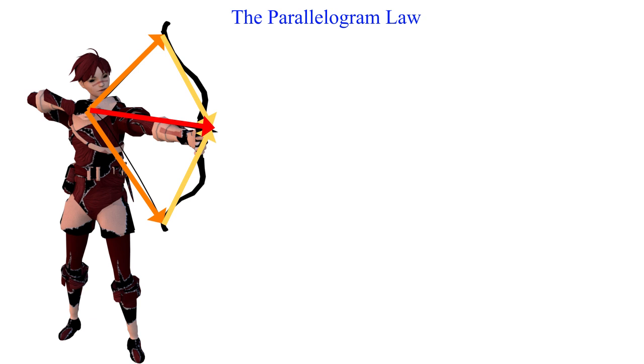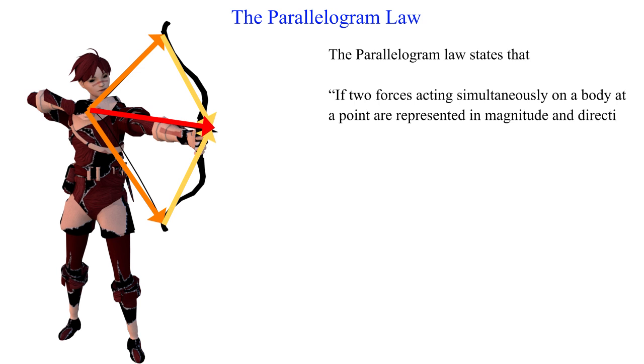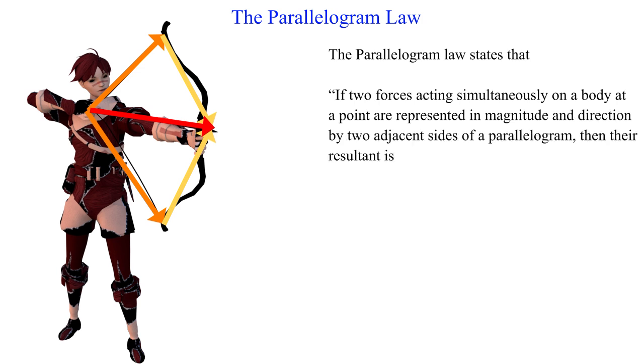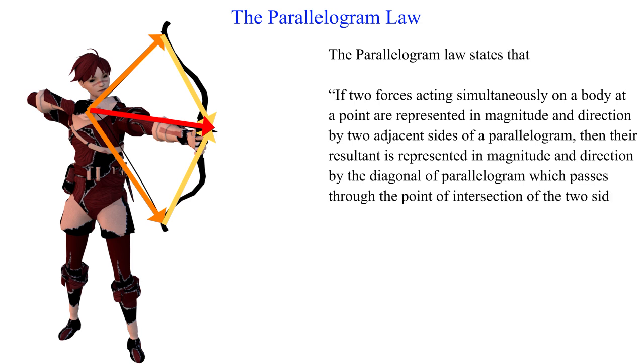This symbolizes the parallelogram law used to calculate the resultant of two forces, which states that if two forces acting simultaneously on a body at a point are represented in magnitude and direction by two adjacent sides of a parallelogram, then their resultant is represented in magnitude and direction by the diagonal of the parallelogram, which passes through the point of intersection of the two sides representing the forces. The parallelogram law can be proved by graphical as well as analytical methods.